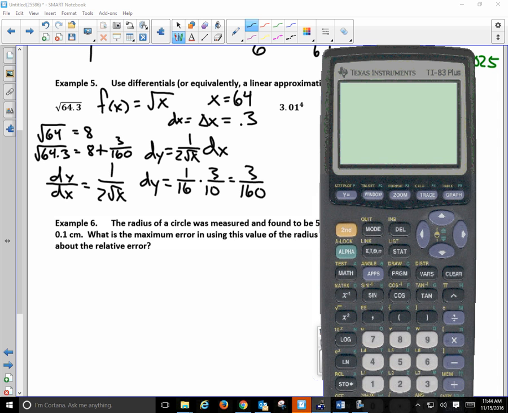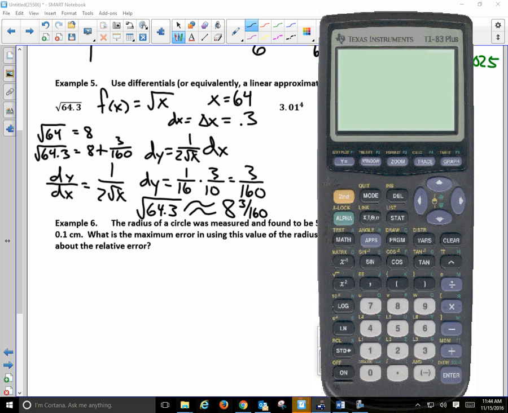So what we've said is that the square root of 64.3 is approximately 8 and 3/160ths. And now the most exciting part is that we check it on our calculator and take the square root of 64.3. We get that, and then you take 8 plus 3 divided by 160, and you get that. And that's pretty close, isn't it?